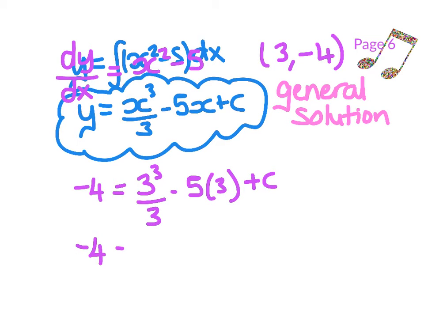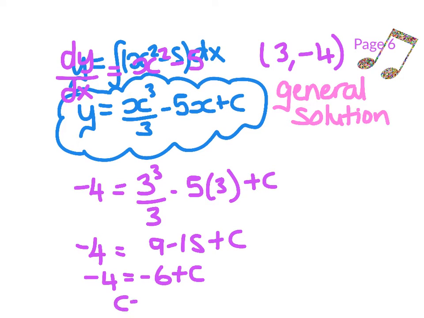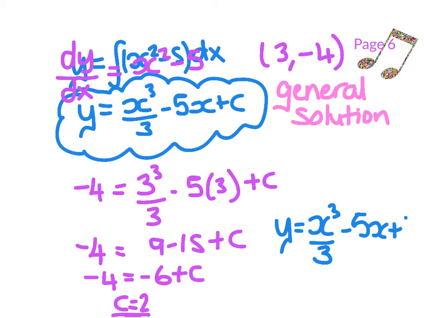So negative 4 equals 9 minus 15 plus c. So negative 4 equals negative 6 plus c, which means that c must be equal to 2. I can now go ahead and substitute that into my general solution. y equals x cubed over 3 minus 5x plus 2. And that's the particular solution.